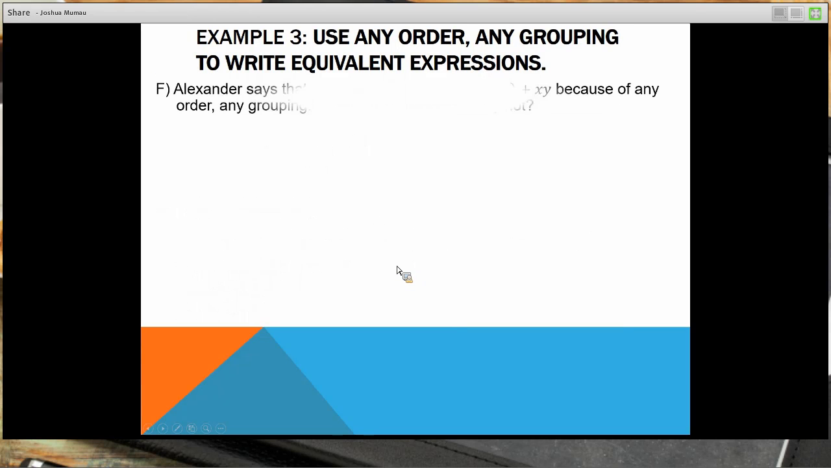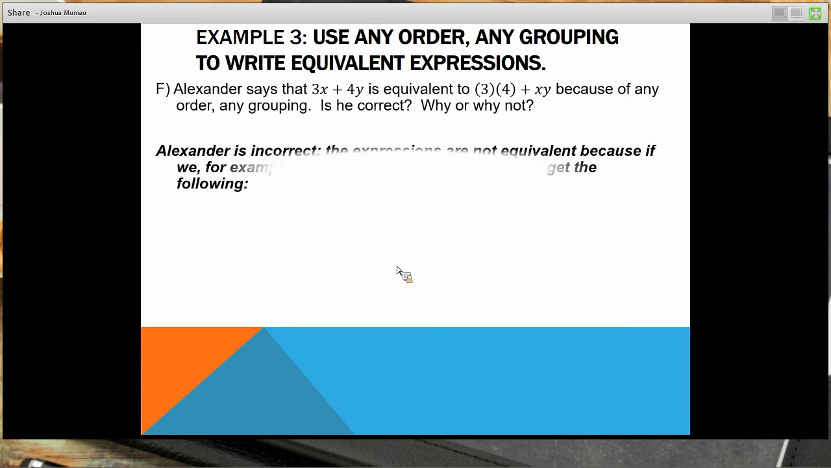Example 3, part F. Alexander says that 3x plus 4y is equivalent to 3 times 4 plus x times y because of any order, any grouping. Is he correct? Why or why not? Well, first, he is not correct. Alexander is incorrect. They are not equivalent.